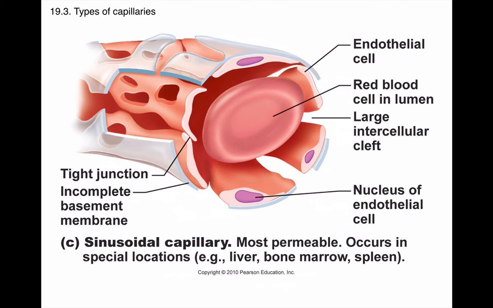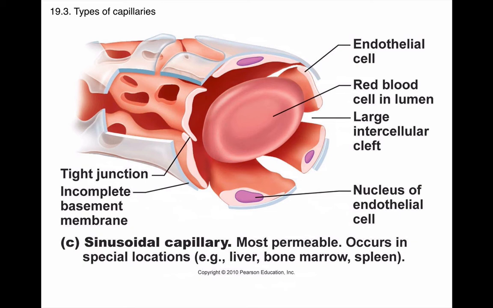The last kind, you can sort of see the end point of this. Sinusoidal capillaries are the most permeable of these vessels. It says here that they occur in special locations, largely places where whole cells need to get into or out of the bloodstream. For example, in bone marrow, this is where red cells and white cells and the other formed elements, platelets, I guess, are going to be able to leave the marrow and get into the circulatory system. So they've got to be big enough to pass through these larger voids.